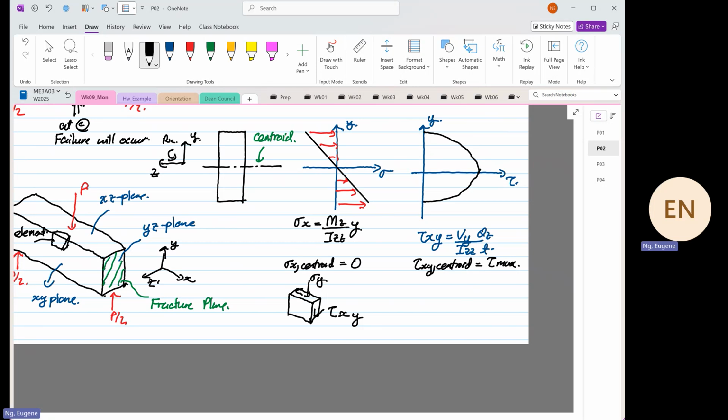Why is it XY? Because the plane intersects the what? Remember, we did this in Mohr's circle. This is our plane. The plane will intersect the x-axis, and the shear stress or the shear flow is in this direction. So this is our shear stress or shear flow direction. Are we clear?